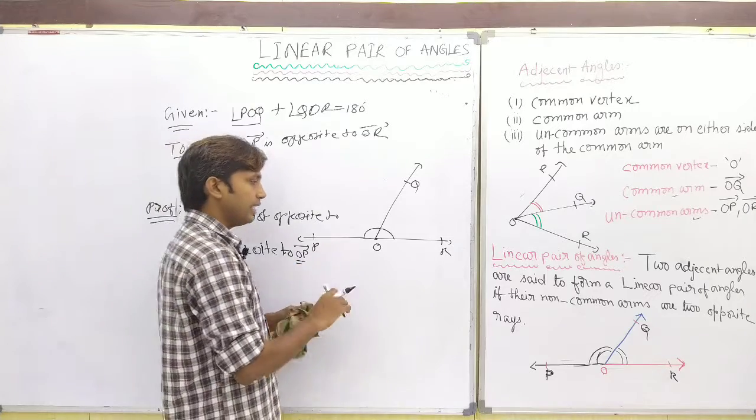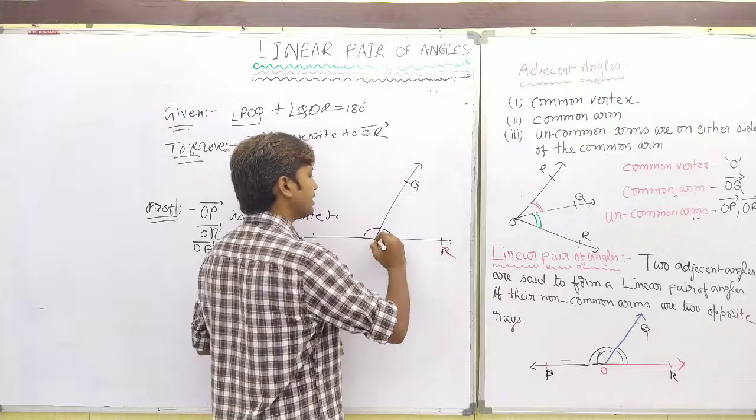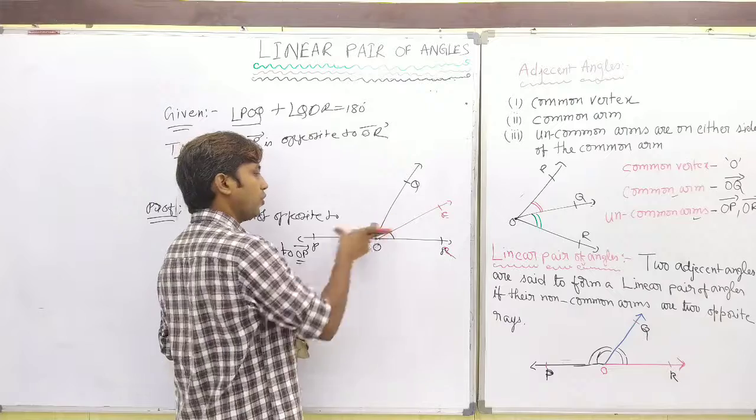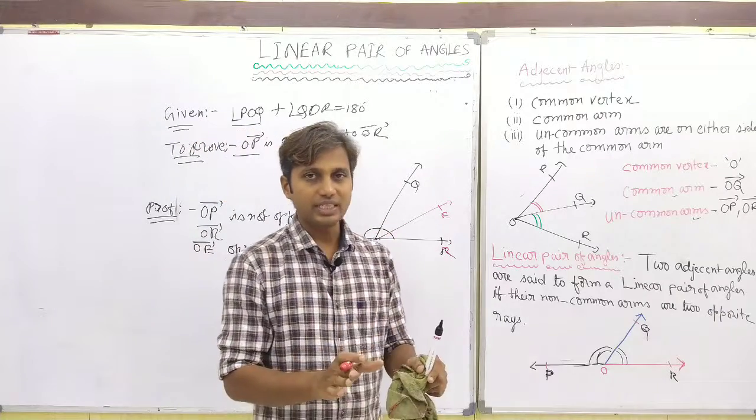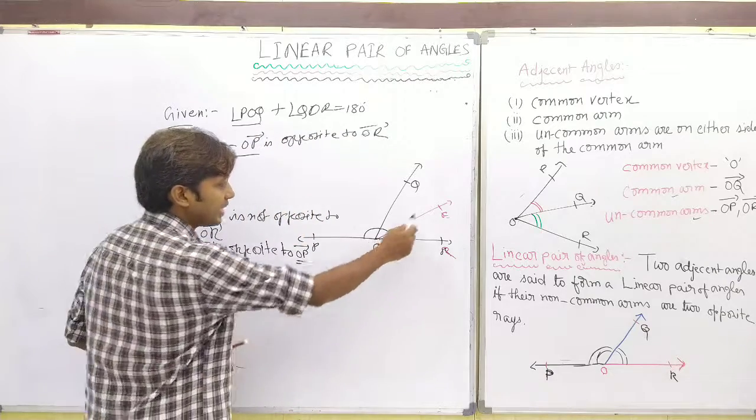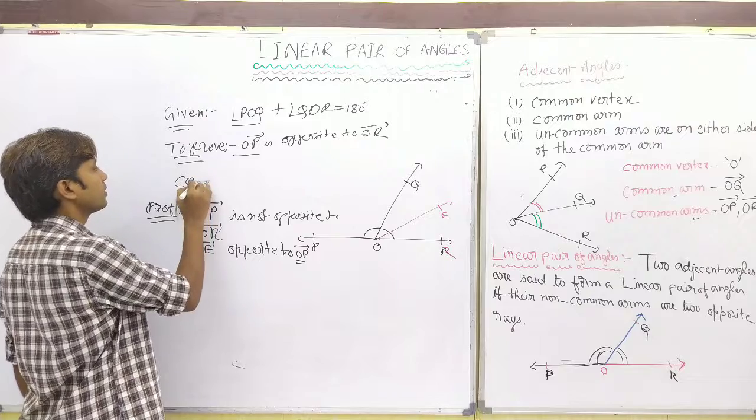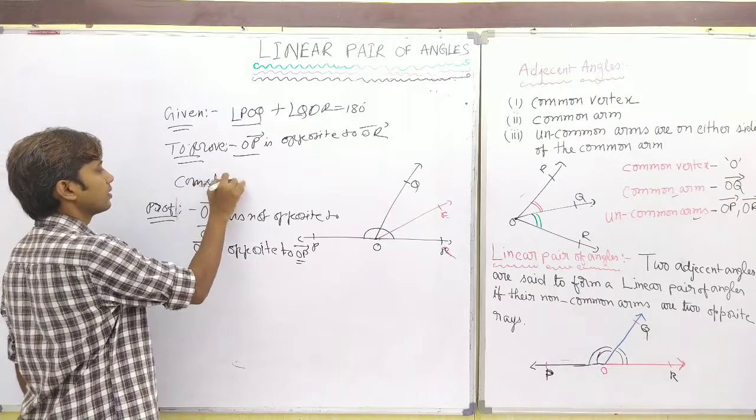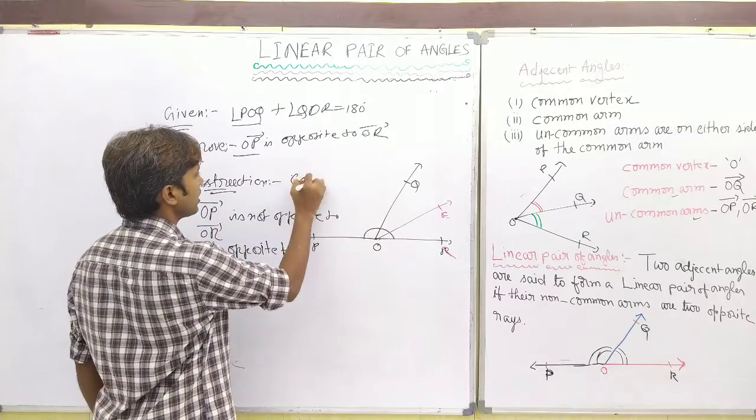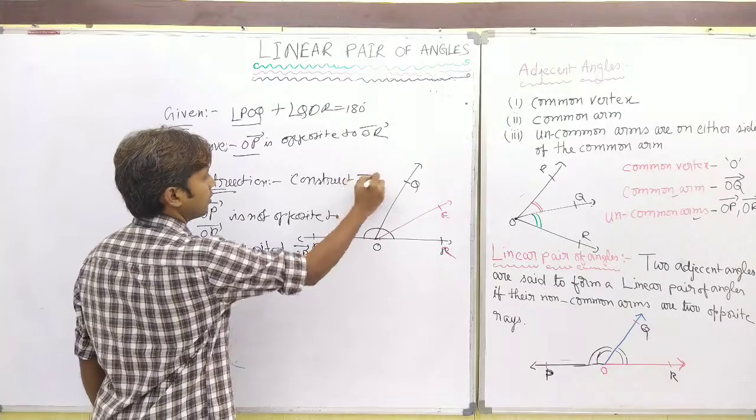That means what? Whenever we consider that OP is not opposite to OR, then we consider some other ray which is OE, which is opposite to OP. OP and OE are opposite to each other, that we said. Now come to prove this. So the extra construction is also done now. So what is the construction part? We constructed, construction. So what is the extra construction? Construct OE.